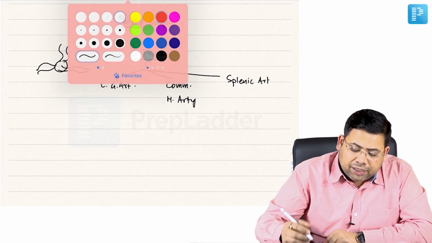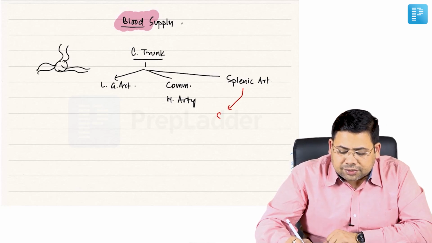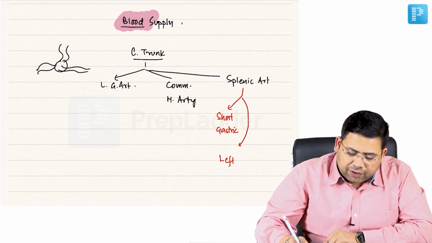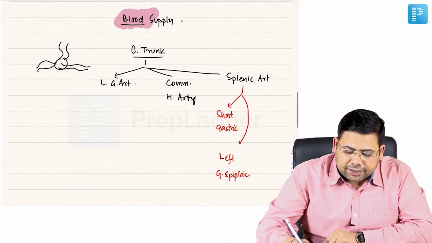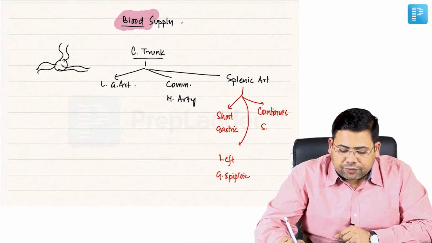When you talk about the left gastric, it's okay. When you talk about the splenic, there are some short gastrics. Yes, we have the left gastroepiploic. And then it itself continues as your splenic artery.